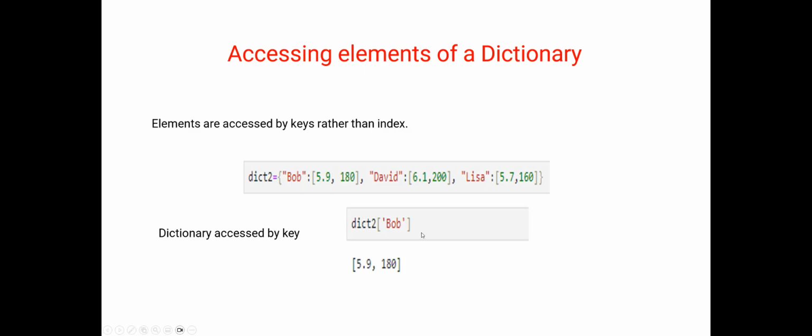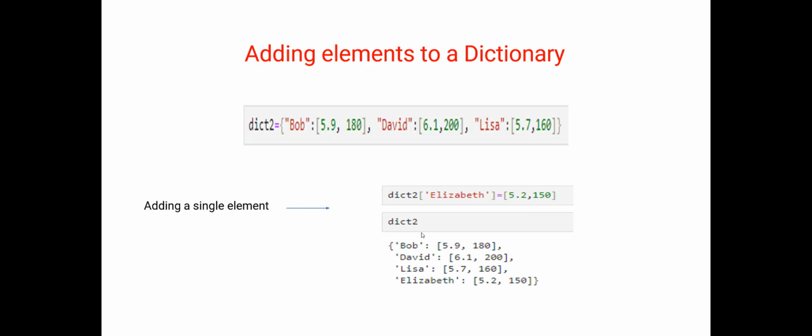Let's now see how to add elements to a dictionary. You can add a single element in a dictionary simply just like you would have done in a list. So this is your dictionary here, Deck 2, and you want to add a single element. The same syntax, the dictionary name, the square bracket, whatever key you want to give, and whatever value you have to give. So now you have added the key value pair Elizabeth and these two numbers 5.2 and 150. So if you print the dictionary again, you will see that Elizabeth has been added. So any key value pair you want to add to the dictionary, this is the syntax you need to follow.